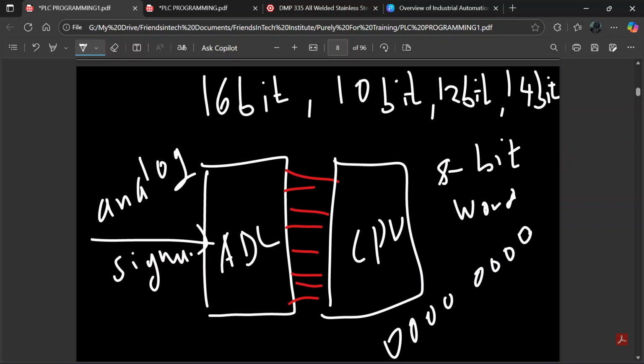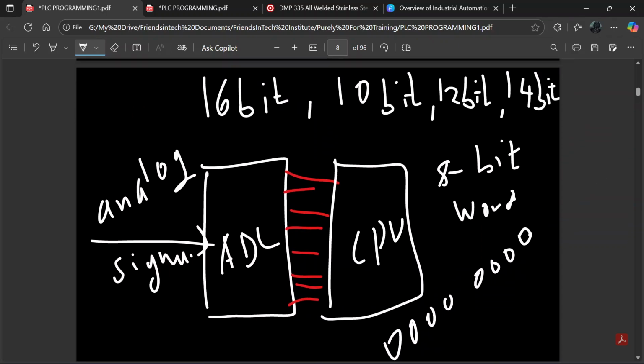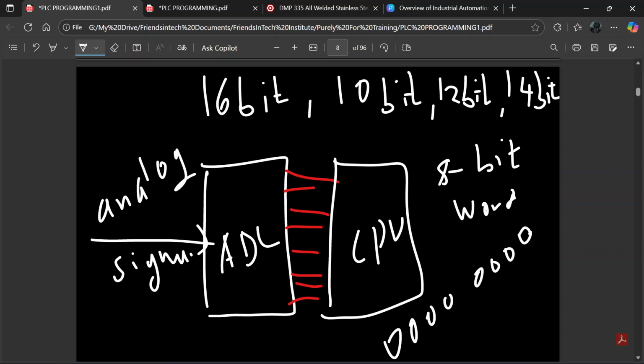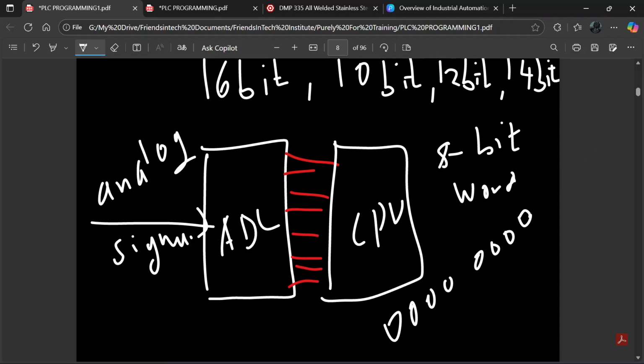Now, what is the meaning of 16-bit, 10-bit, 12-bit? So this 16-bit, 10-bit determines the size of the ADC. So the size of the ADC is 16-bit, 10-bit, 12-bit. Now, this determines the resolution.